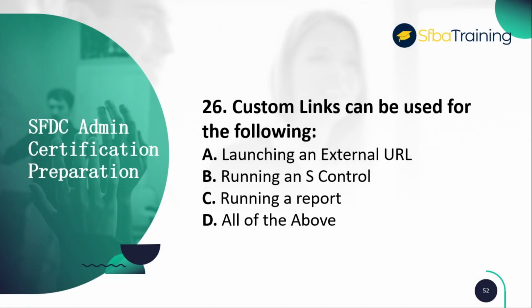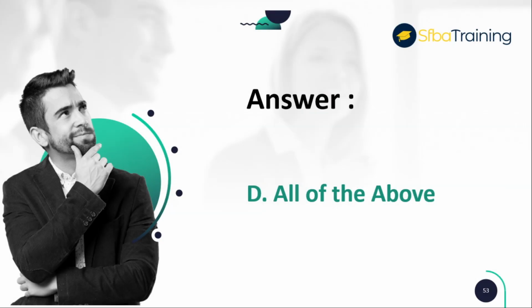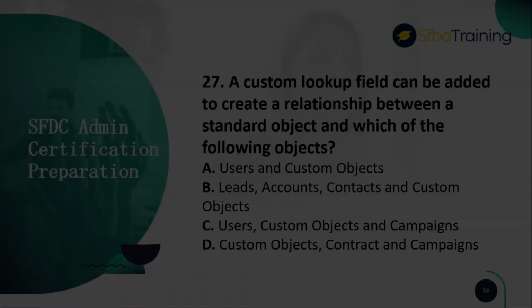Number 26. Custom links can be used for the following. A. Launching an external URL. B. Running an S control. C. Running a report. D. All of the above. The answer is D. All of the above.